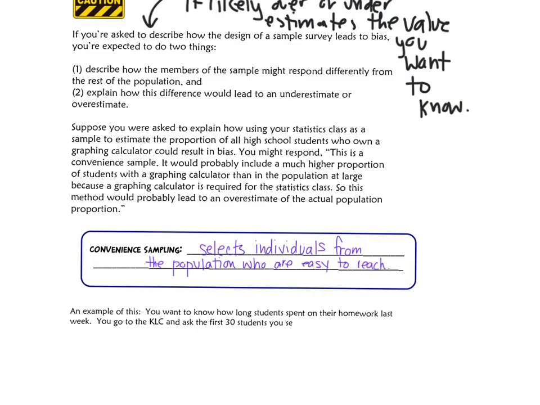Okay, so here's the formal definition of convenience sampling. That is when you select individuals from the population who are easy to reach. Again, like my graphing calculator example up here. I want to know what proportion of high school students own a calculator. If I just ask my stats class, that's convenience sampling because you guys are easy to reach. I could just ask you. Another example of this would be if you want to know how long students spent on their homework last night, so I would go to the KLC and ask the first 30 students that I see. I just ask them. That's convenience sampling.